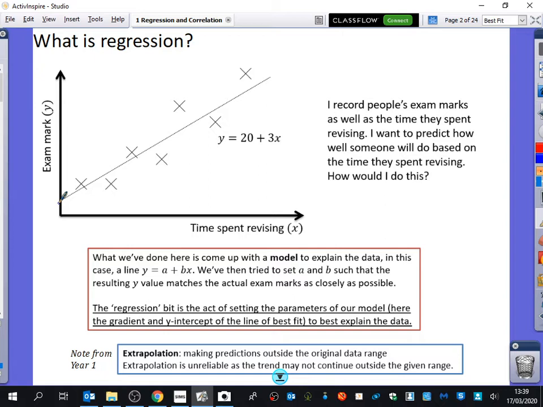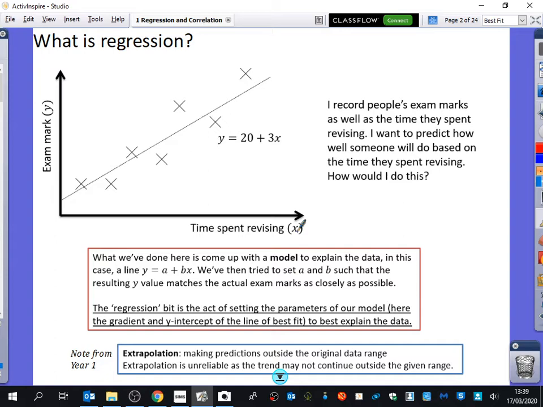And you can see here that our exam mark looks like 20 plus 3 times the amount of time spent revising. That looks like the relationship that we've got there. So if someone spent no time revising, the model predicts that they would get 20 marks, okay? And let's say that the time spent revising was in hours. If someone spent like 5 hours revising, you would expect 20 plus 3 times 5, which is 35. You'd expect them to get 35.